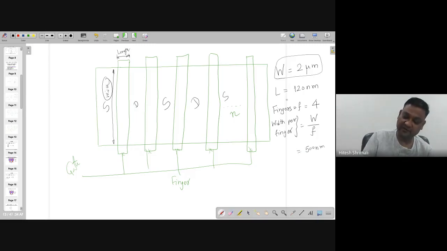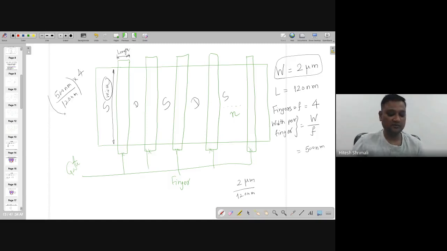So by giving fingers of 4, the W by L is still 2 micrometer by 120 nanometer, but each one of the fingers has a width of 500 nanometer. So 500 nanometer, 500 nanometer, 4 are in parallel. So it's like this. If you are looking in terms of multiplier, right? Because it's getting multiplied. But here, in the case of finger, it's getting divided. So this is the fundamental difference between finger and multiplier.